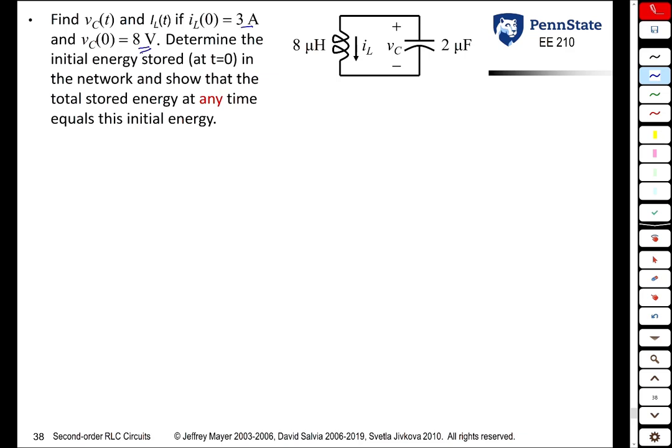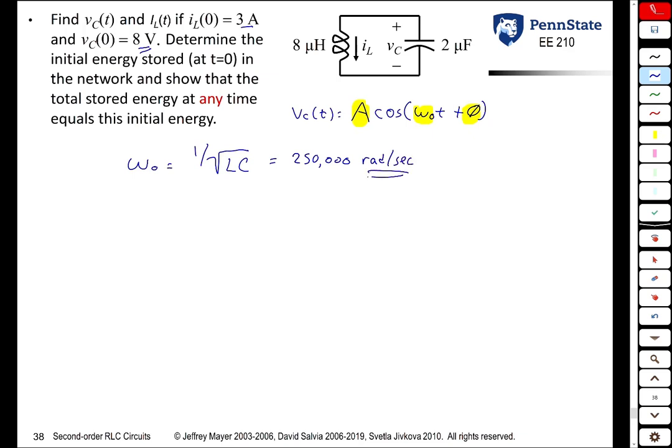So the first thing we know is the voltage across the capacitor is going to be what? Some constant A cosine omega naught t plus phi. We have our 3 equations that we can now use to find A, omega naught, and phi. Omega naught's the easiest. It's a function only of L and C. Specifically, it's 1 over the square root of L and C. Work out the math. It's 250,000 radians per second. Notice this is the frequency in radians per second, not the frequency in hertz.